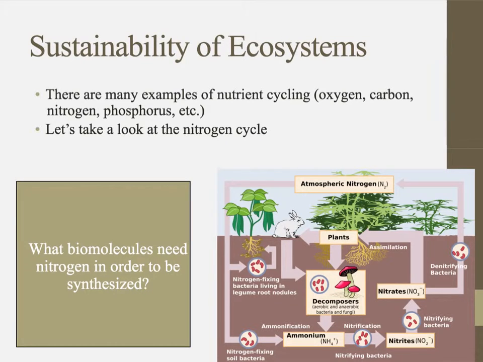So what kind of nutrients need to be recycled? Well, all of them. Okay, some common ones that you might be familiar with: oxygen, carbon, nitrogen, phosphorus. Even the water cycle is an example of nutrient cycling. Now, we're going to be taking a closer look at the nitrogen cycle.